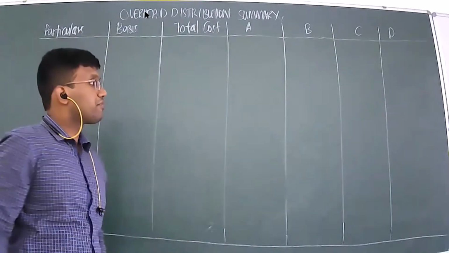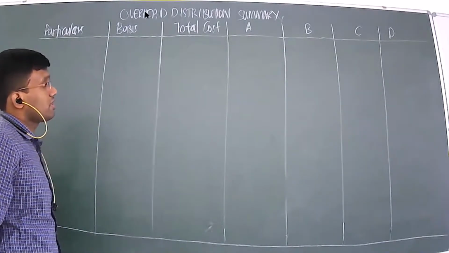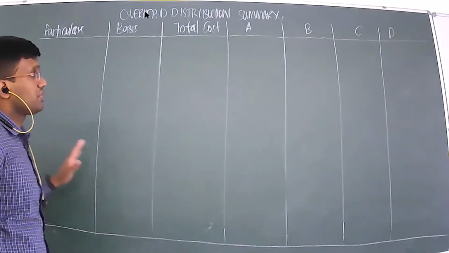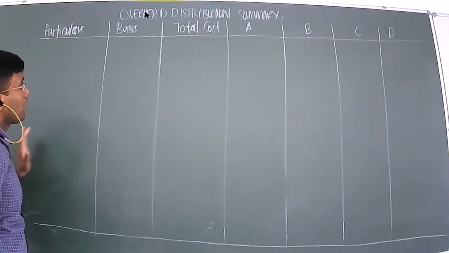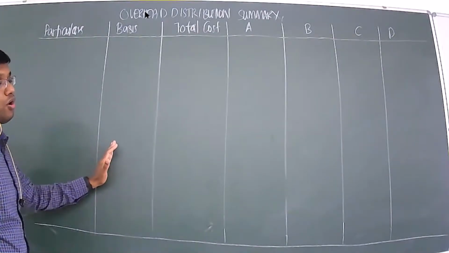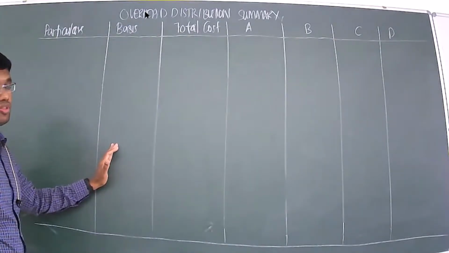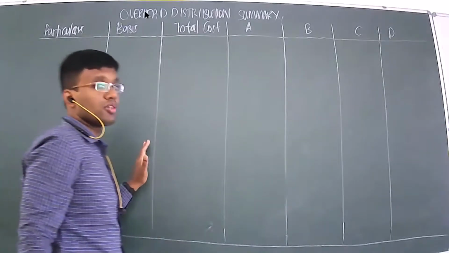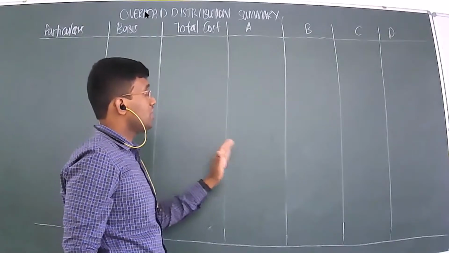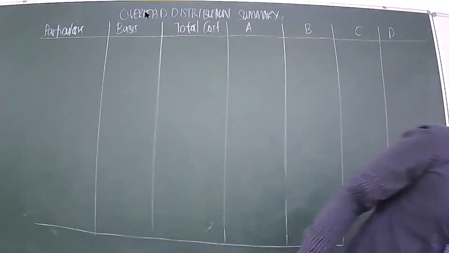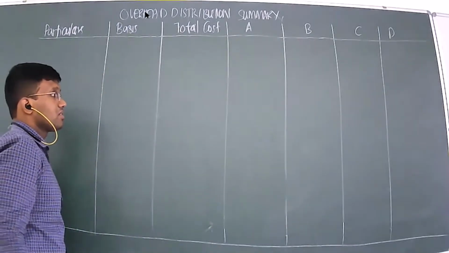Okay, dear students, now we've got the overhead distribution summary format ready. So we'll just quickly cover the format. We have particulars here. We will be writing the name of the overhead. In the basis column, we will be writing on what grounds or on what logic or rationale we are going to distribute the overhead. Total cost will talk about the total overhead that has to be distributed. Then we have mentioned A, B, C, and then D, which refer to the departments among which the overheads have to be redistributed.